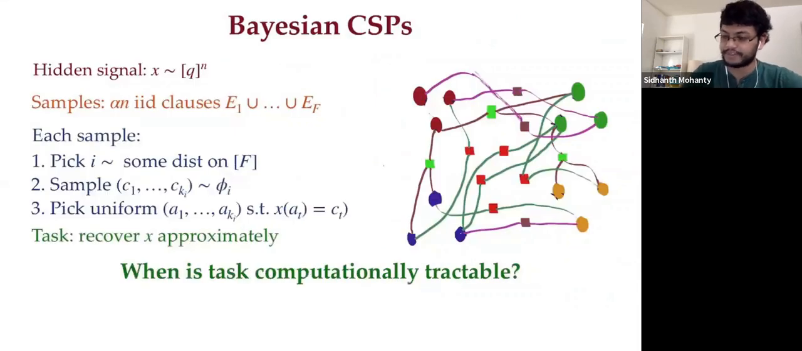And since each sample is IID, the way a sample is produced will always follow a particular 3-step schema. First, there is some I which is sampled from some distribution on 1 through F. Remember, 1 through F is the different types of samples. So the first step is you're picking the type of the sample.